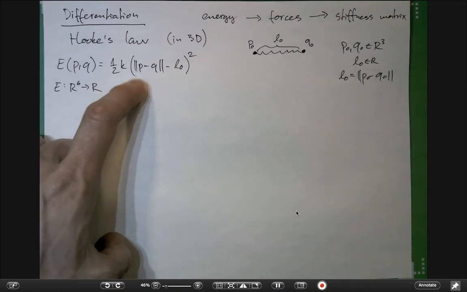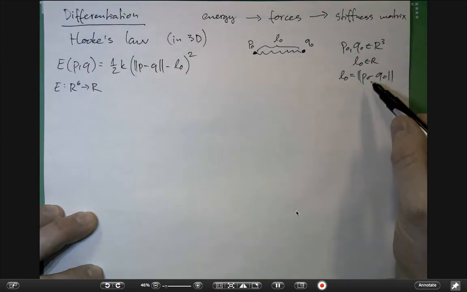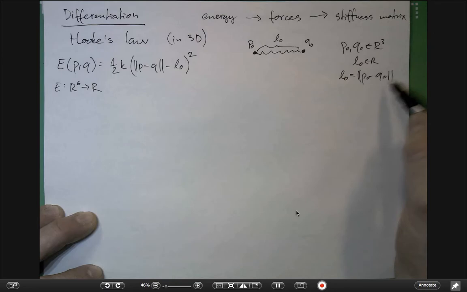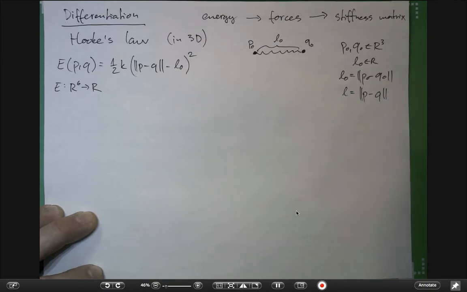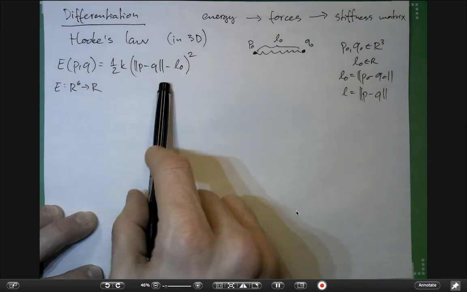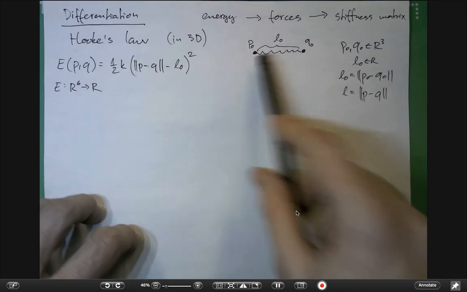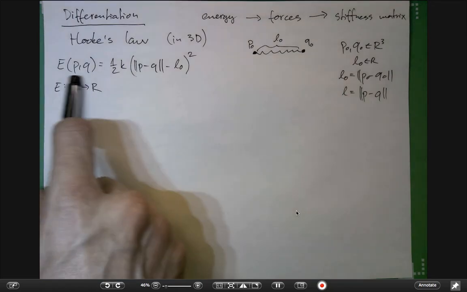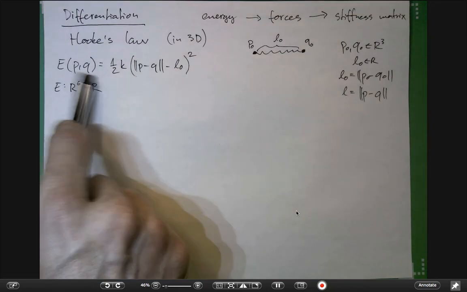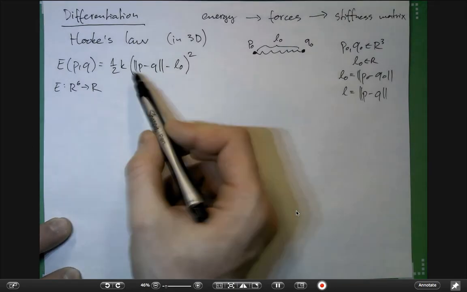So let's talk about this. What does this mean? By the way, this L0 is indeed just the norm of P0 minus Q0. That's the rest length of the spring. I could also say that L is just a convenient substitution. That's the current length of the spring, okay? So remember, the idea is I have a rest pose, and then I have some deformed pose, some arbitrary pose specified in P and Q, and I'm computing the energy of the deformed pose, okay?